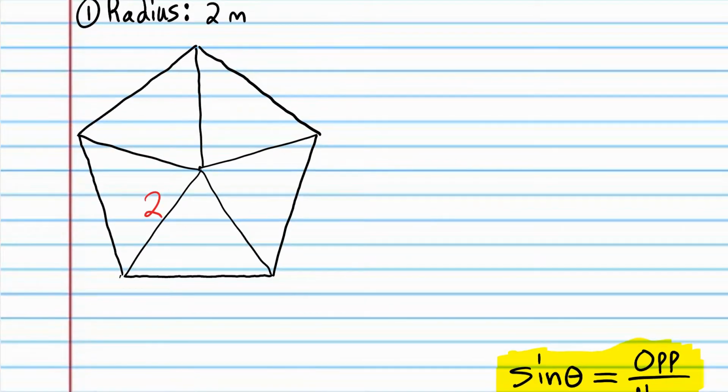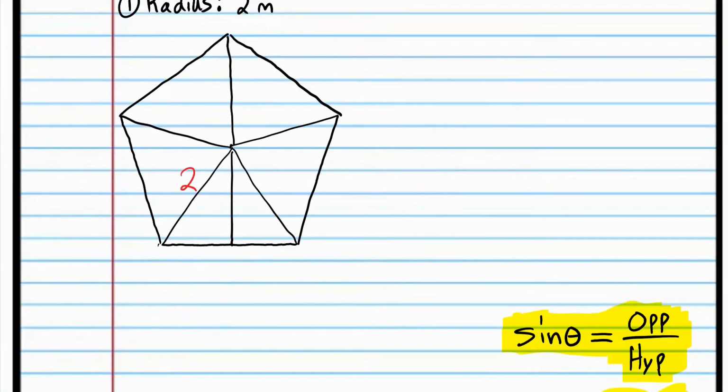So the first thing we're going to do is drop this down and use this angle. We're going to find this angle somehow, and this side, to find the height and the base. So that's our task. But how do we find that angle? Well, here's what we do.